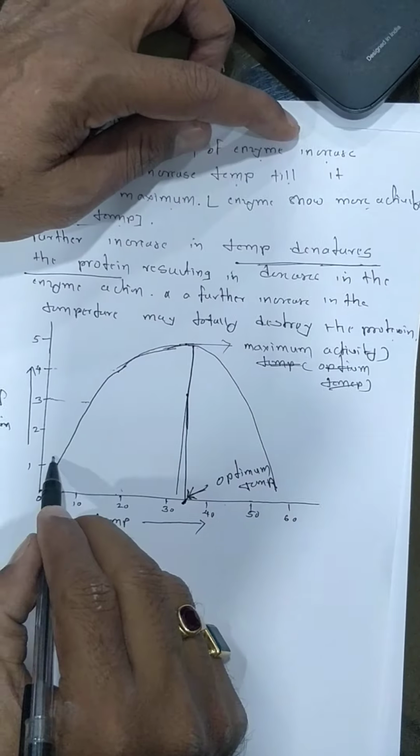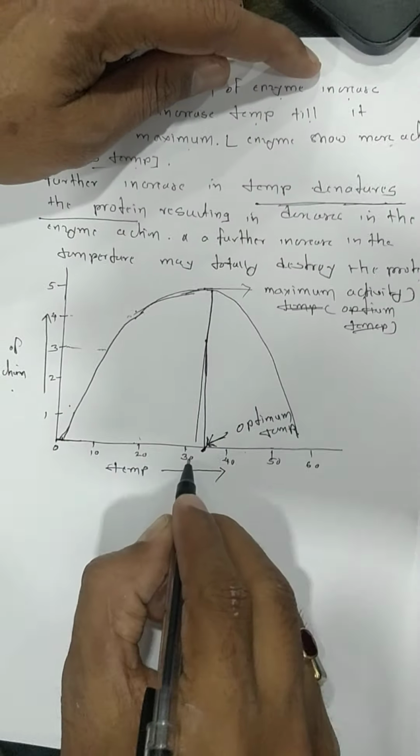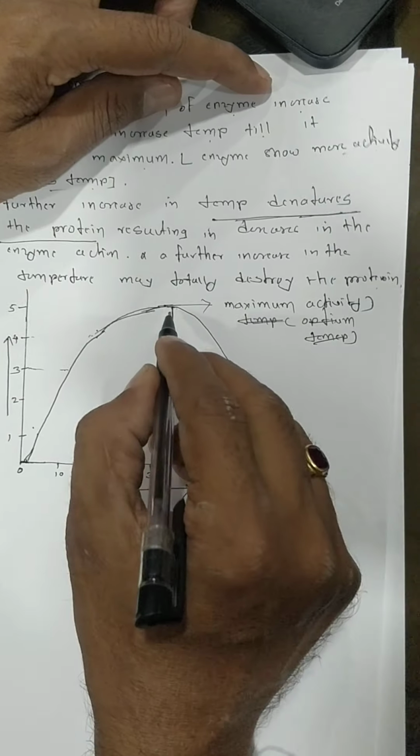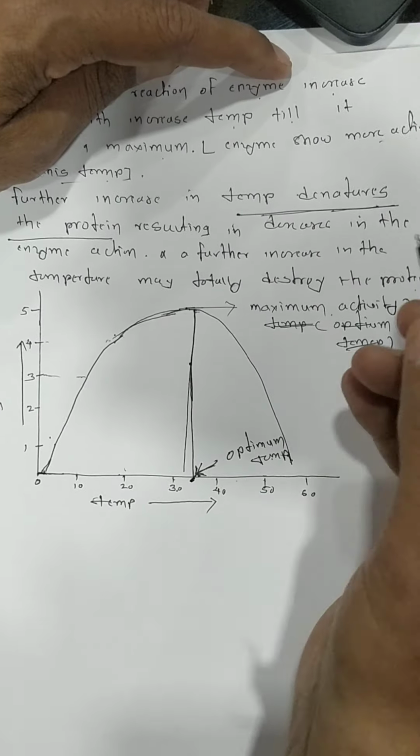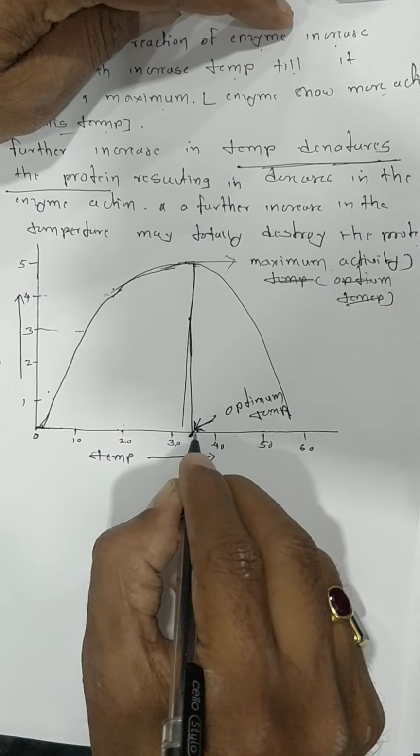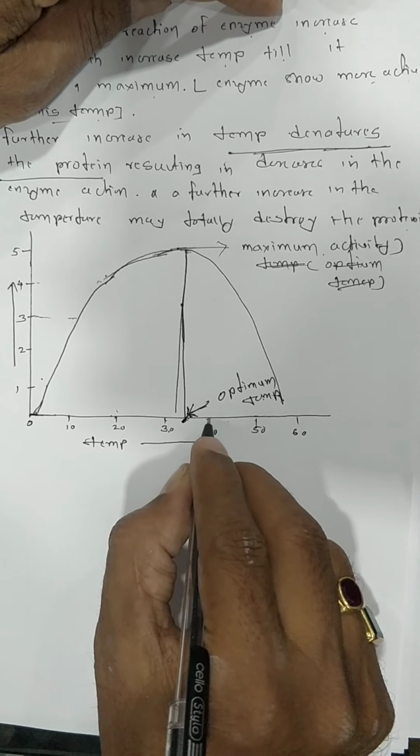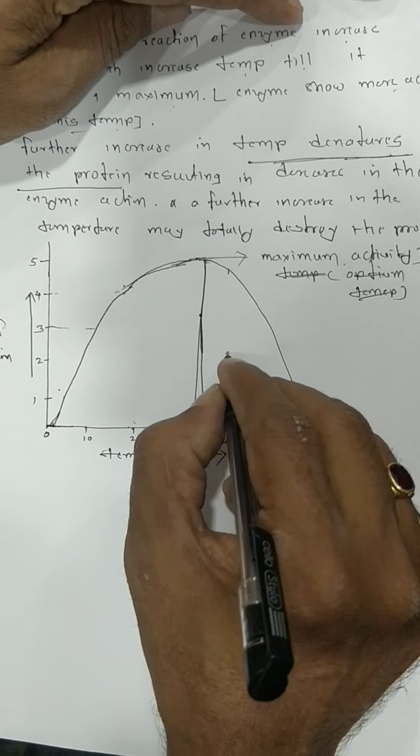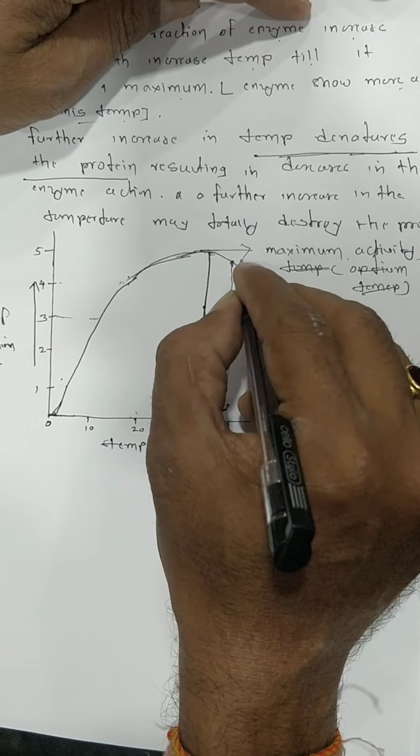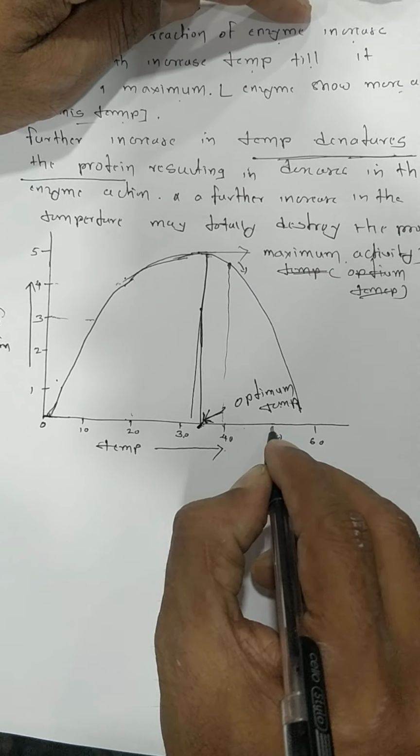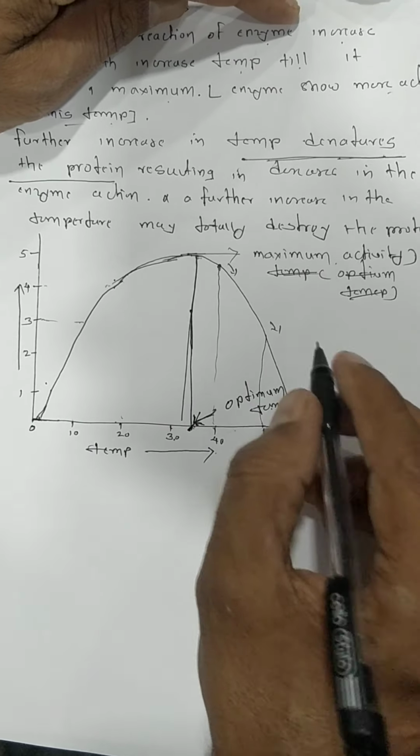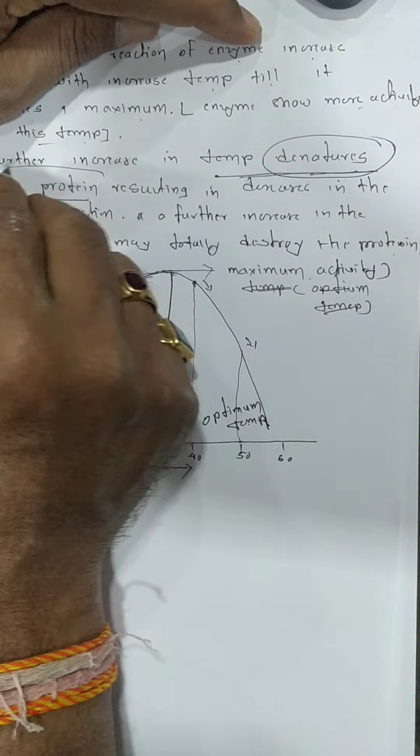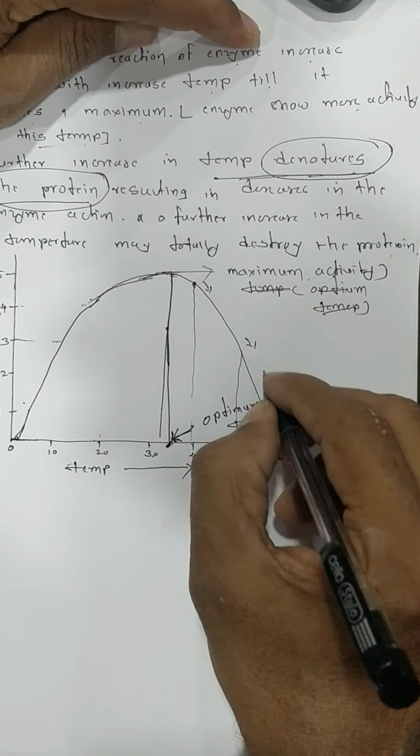See the graph, the rate of reaction increases as the temperature increases. At the optimum temperature the enzyme shows the maximum activity, and afterwards the temperature is increased further. Now after 40, at this temperature of 40, the rate of reaction falls down. When the temperature goes to 50, the rate of reaction falls down, because further increase in temperature denatures the protein, the enzyme is inactive, and the rate falls down.